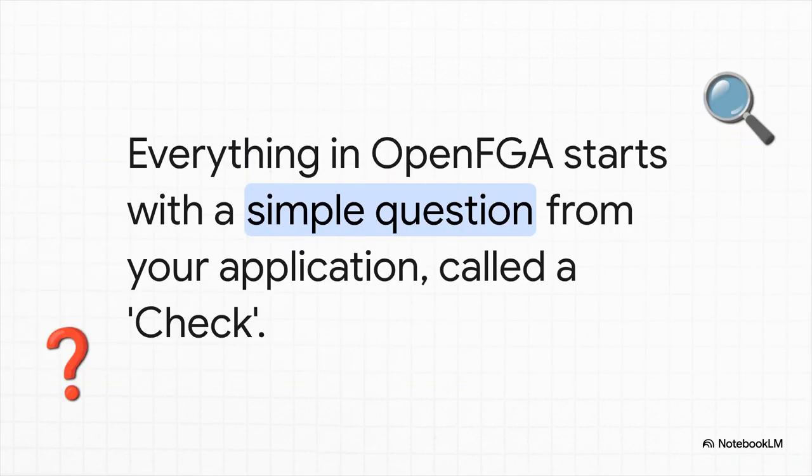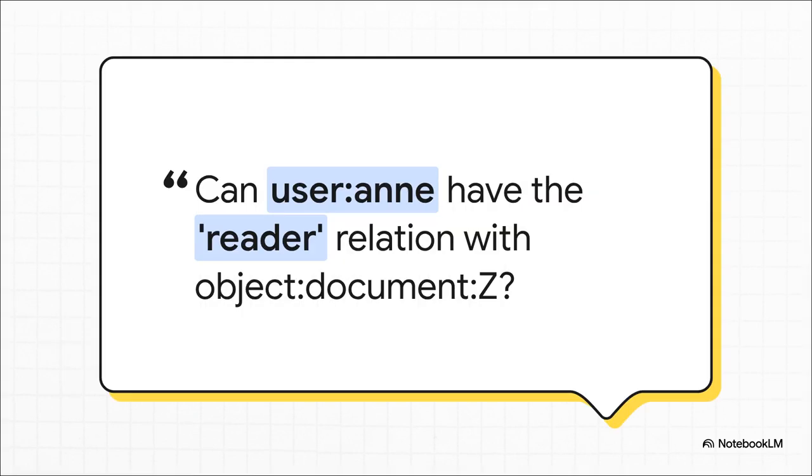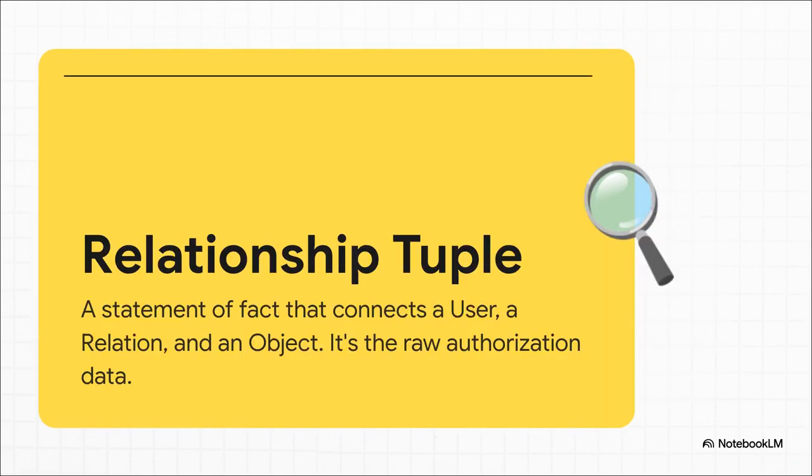This is what your application is going to be asking OpenFGA over and over and over again. It's the most fundamental interaction you'll have. And that question, or check, looks something like this. It's a really clear, structured query. Who, what action, and on what resource? Can user N be a reader of document Z? The entire system is built from the ground up to give you a blazing fast, reliable yes or no answer to that question.